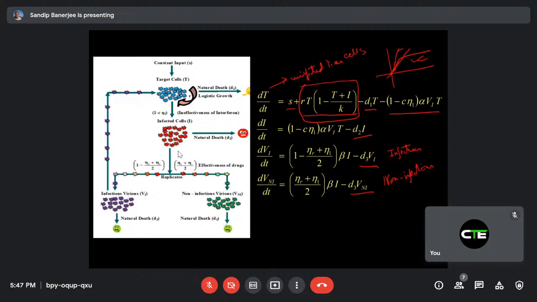One is interferon and another is the ribavirin. So, eta 1 and eta 2, they are the efficacies of the drug. By efficacies, I mean that when you take the drug, obviously, it's supposed to work. So that effectiveness of the drug is called the efficacy of the drug. So eta 1 is the efficacy of the drug.